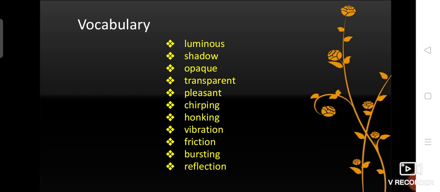Third one, opaque. Opaque means there are some objects which cannot pass the light. Those objects are called opaque objects. For example, imagine a wall. A wall cannot pass the light, isn't it? So, wall is an opaque object.